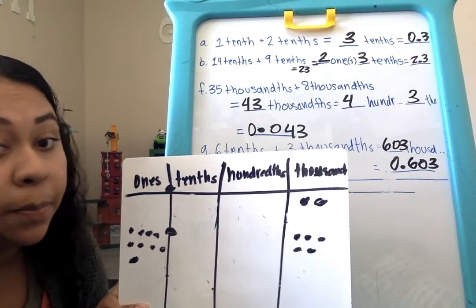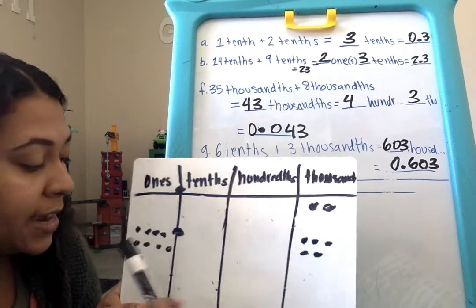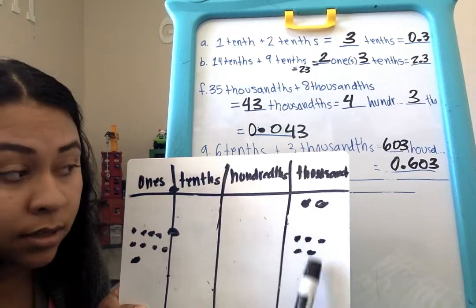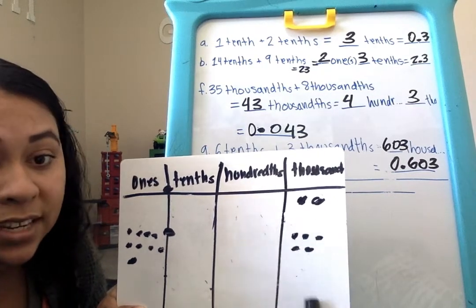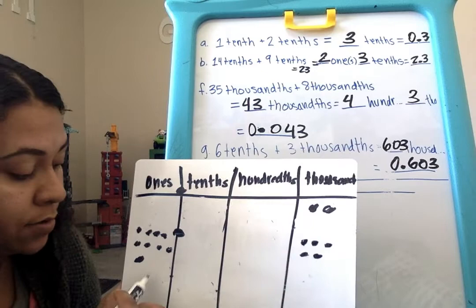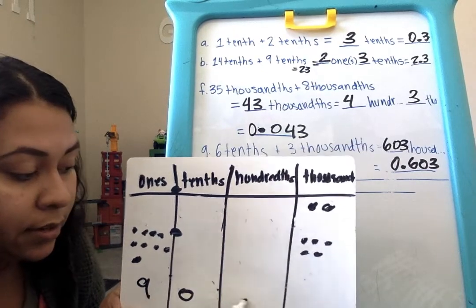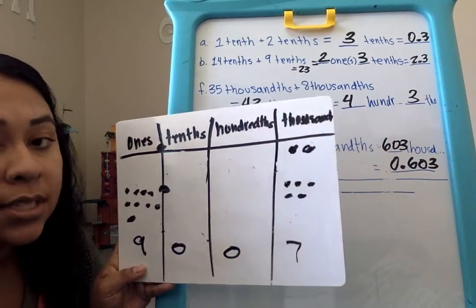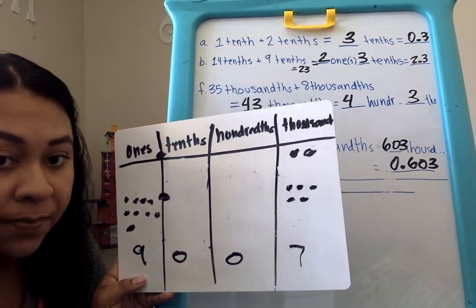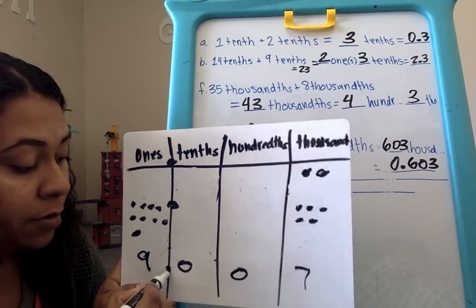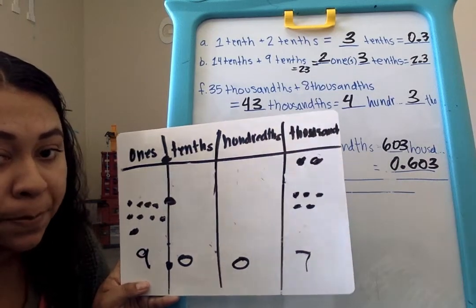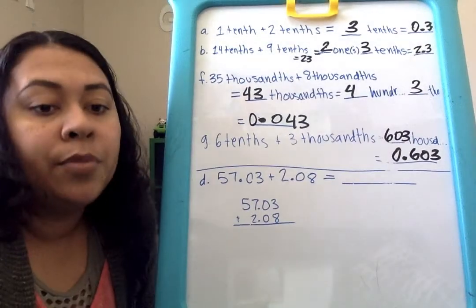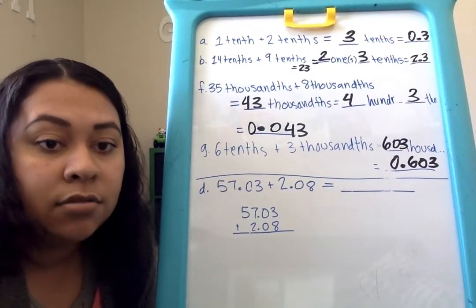So this one's going to be a big number because you'll have 9 ones, 0 tenths, 0 hundredths, 1, 2, 3, 4, 5, 6, 7 thousandths. So you would have 9, 0, 0, 7. So you have 9,007 thousandths, okay? Then write that in standard form. So that just means you need to plug in your decimal.